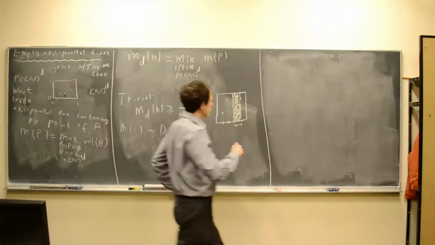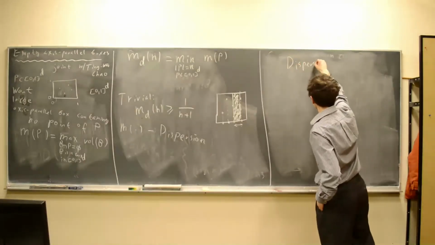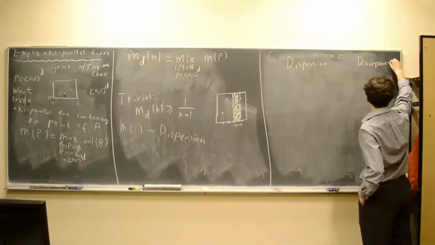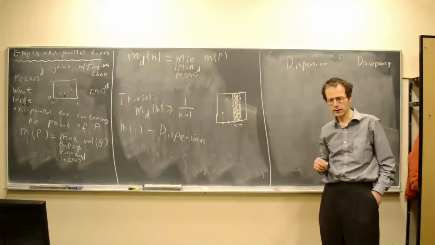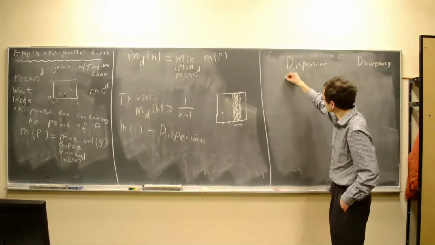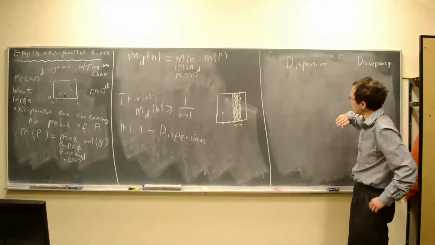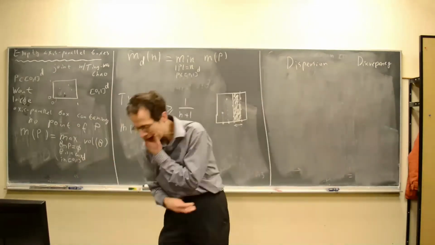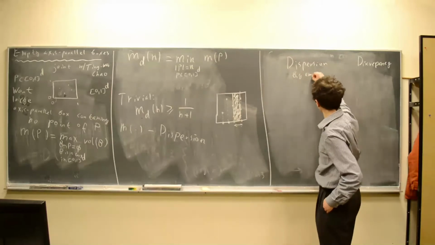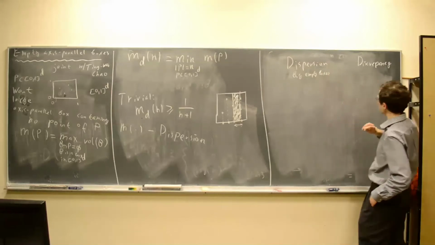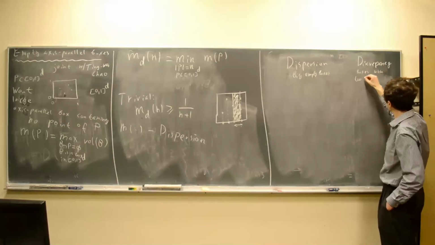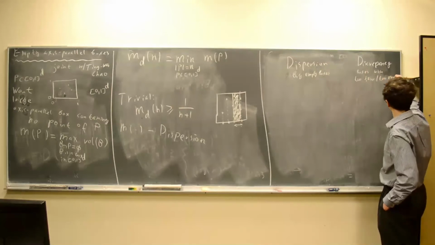So there is a related notion called discrepancy. If you were in the pre-talk, you know what that is. If you don't, that's okay. Dispersion measures basically how big of an empty box we can have, so it measures big empty boxes. Discrepancy, you can think of it as measuring boxes with too few or too many points.